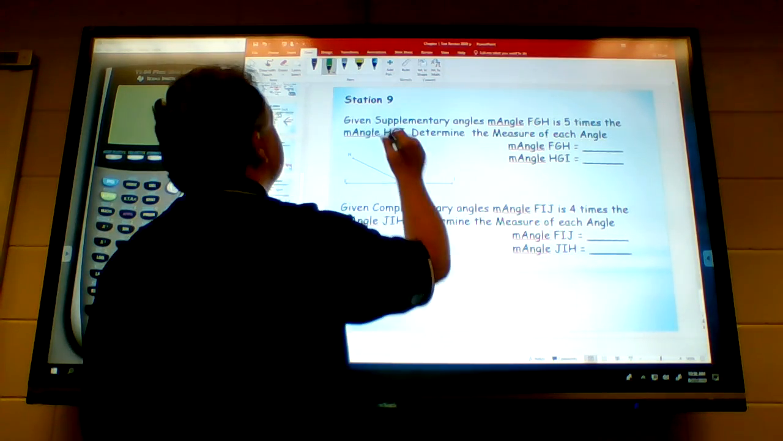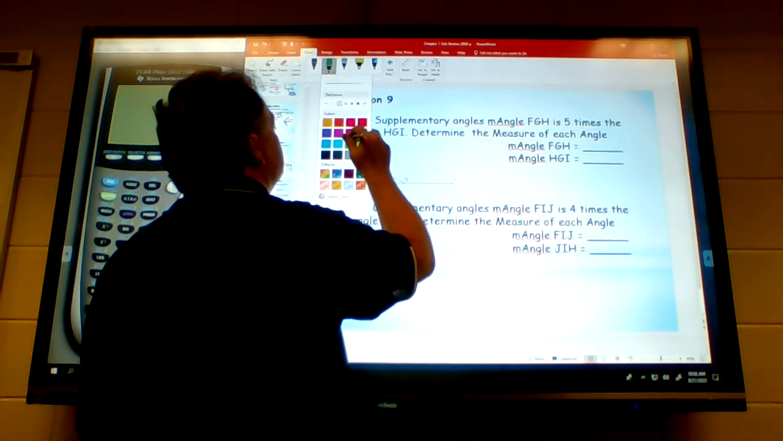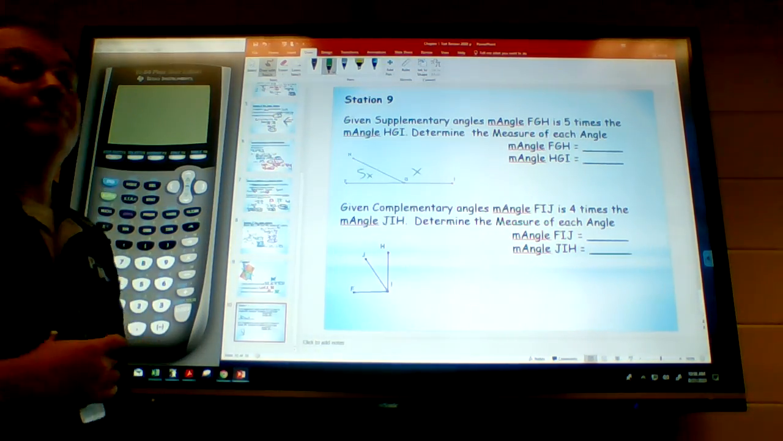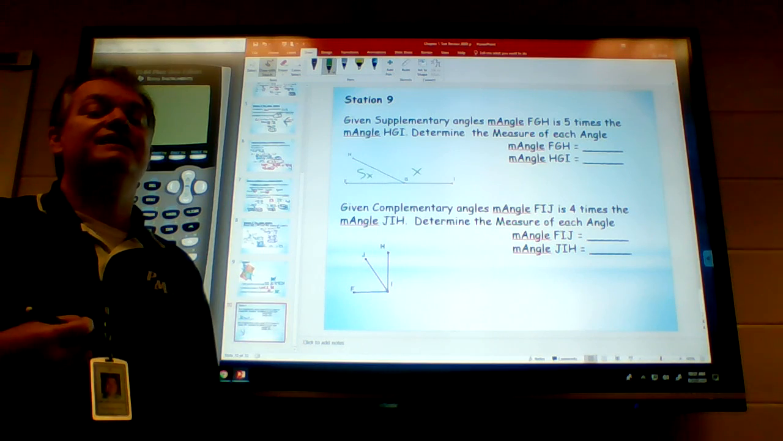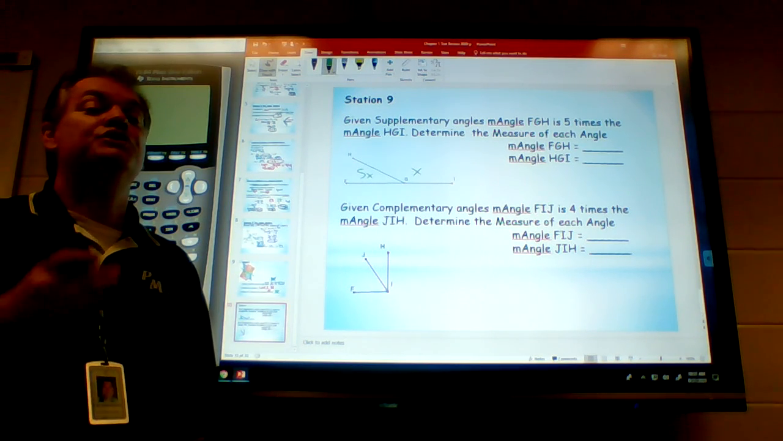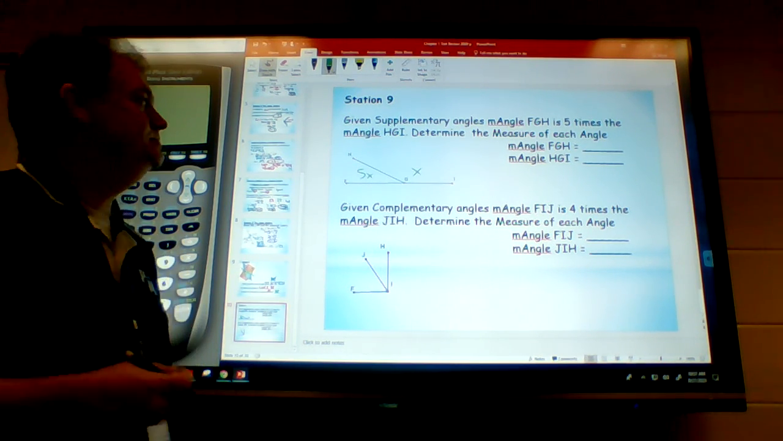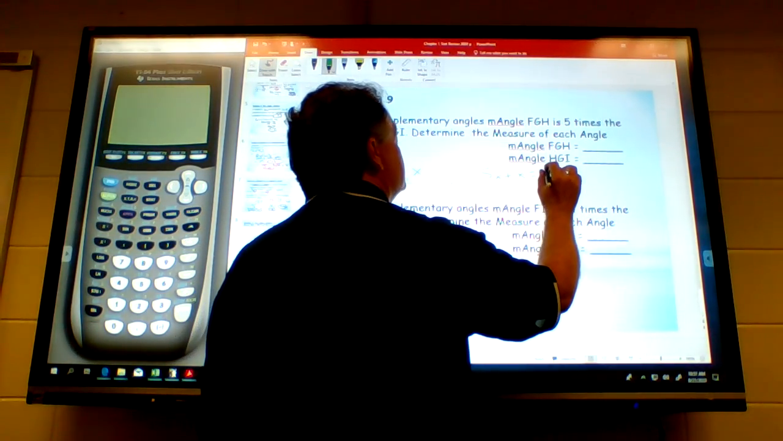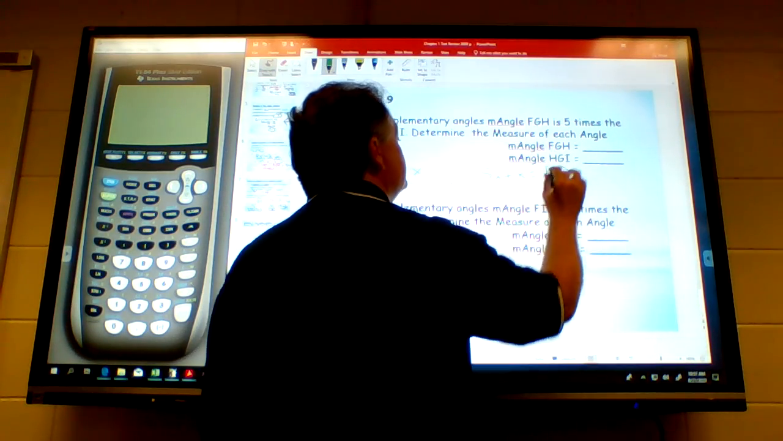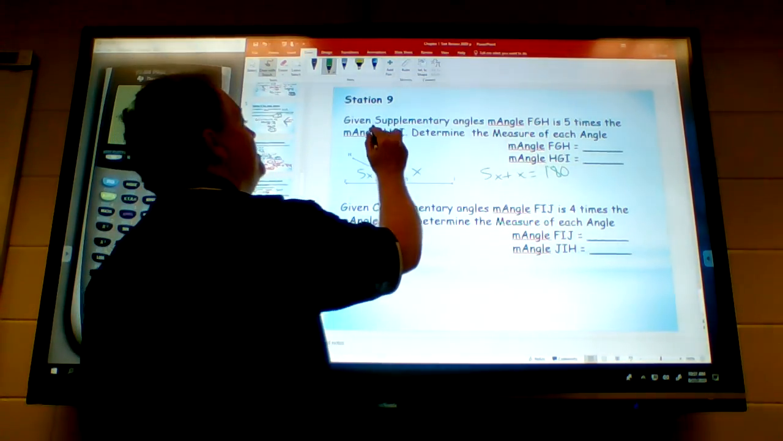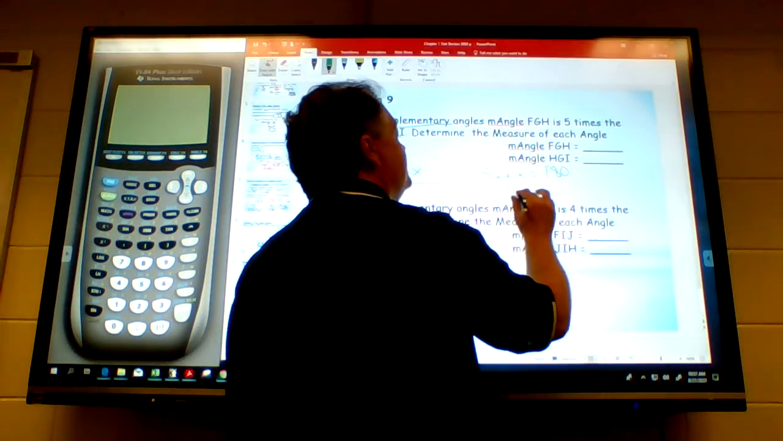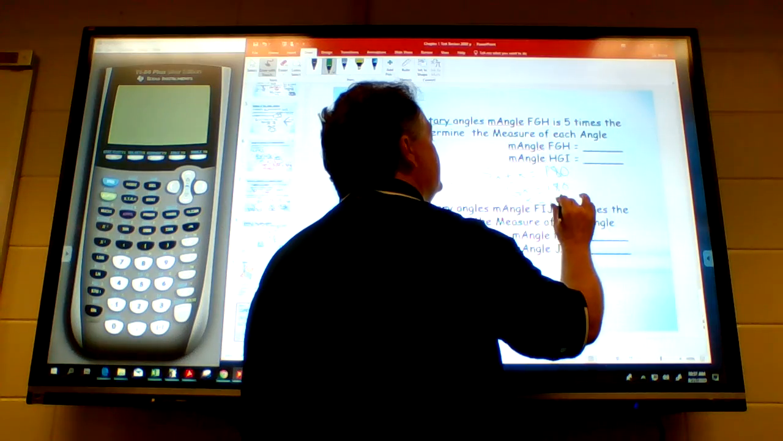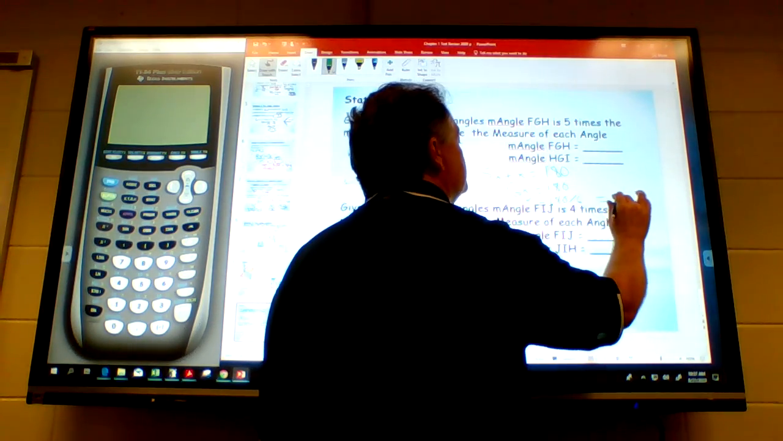So this is going to be X, and this is going to be 5X. Like I said, I'm going by the data. It doesn't look like it in the diagram, but remember, the diagram is just to help us. You always trust the data. So that means that 5X plus X equals 180 degrees because they are supplementary. So when I add them together, I get 6X equals 180. So X equals 180 divided by 6, which equals 30.